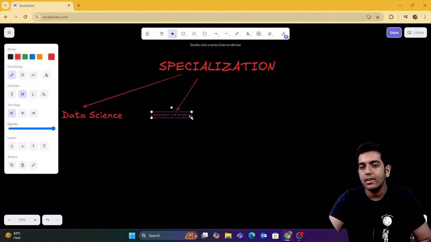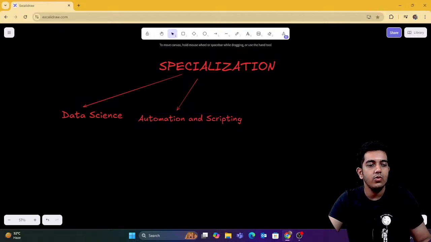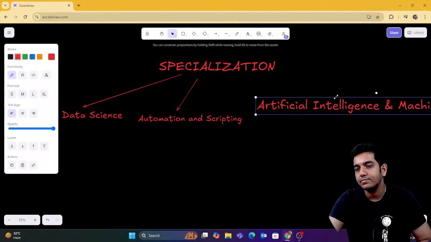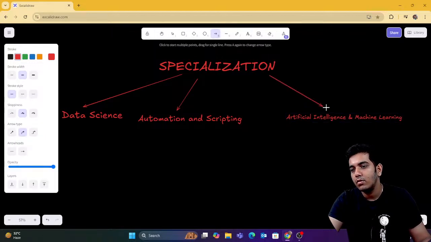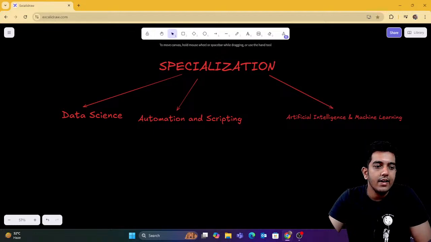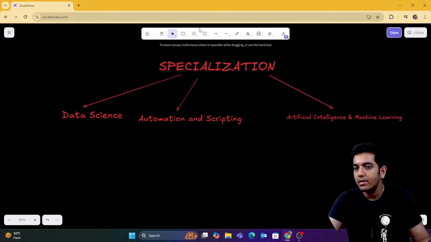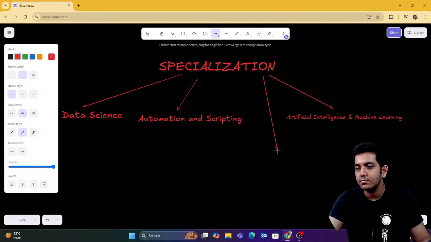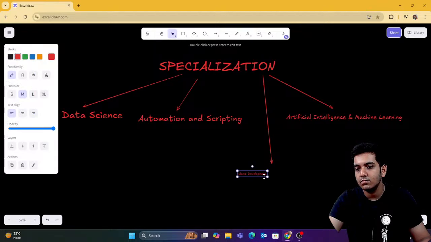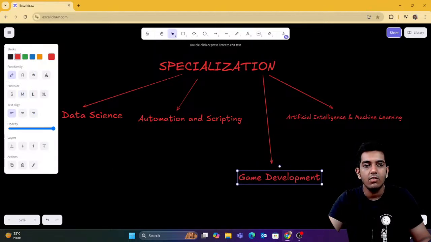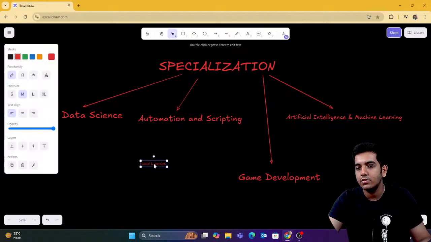That means you can make automatic software using Python. Then you can use it specifically for AI and ML. Then you can use it for game development. And also you can use it in cloud computing and DevOps.